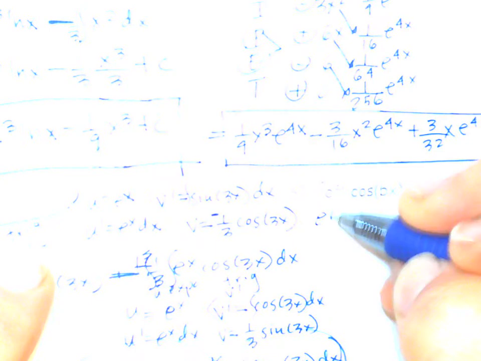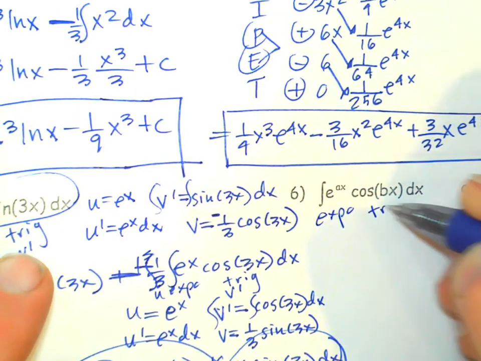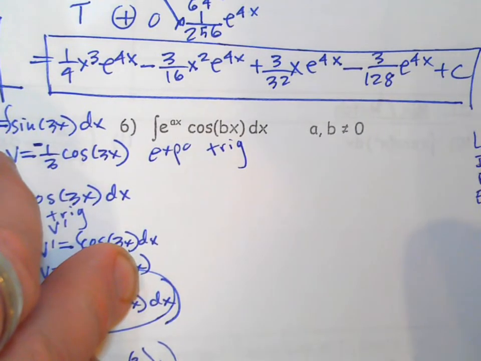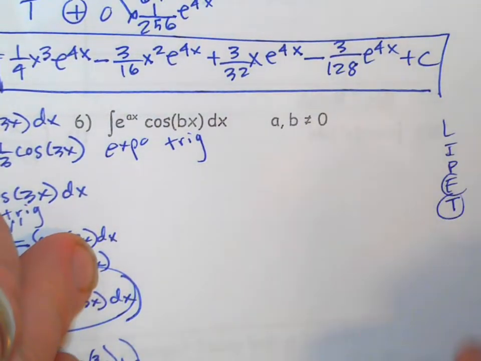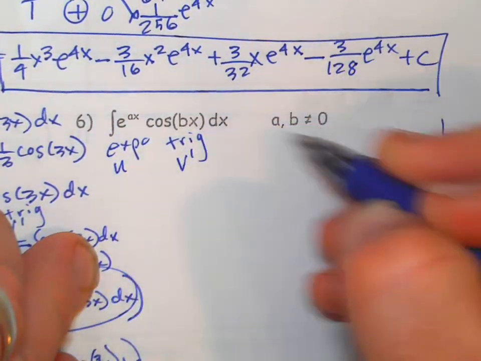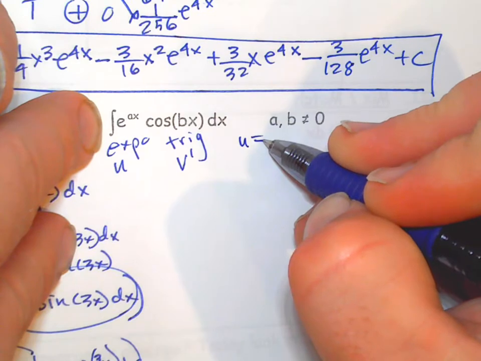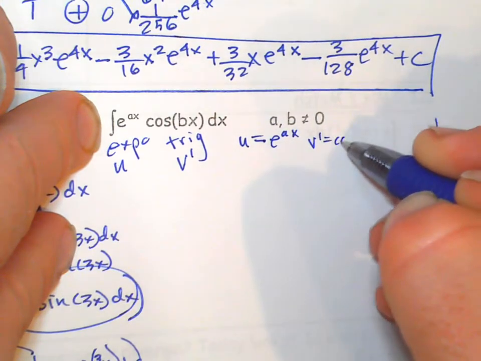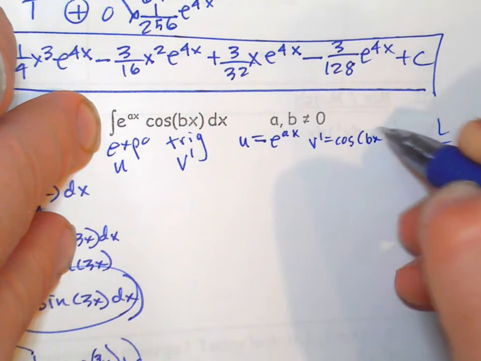Okay, next one. You might start to recognize these. You might be like, oh, whenever there's Expo and Trig, it just goes in circles. Right? Expo and Trig, no shortcut. So whatever's first is your u, v prime. So u equals e to the ax, v prime equals cosine bx dx.